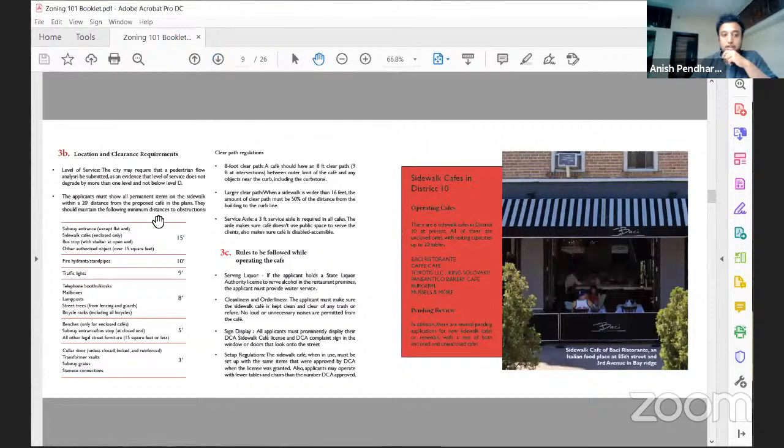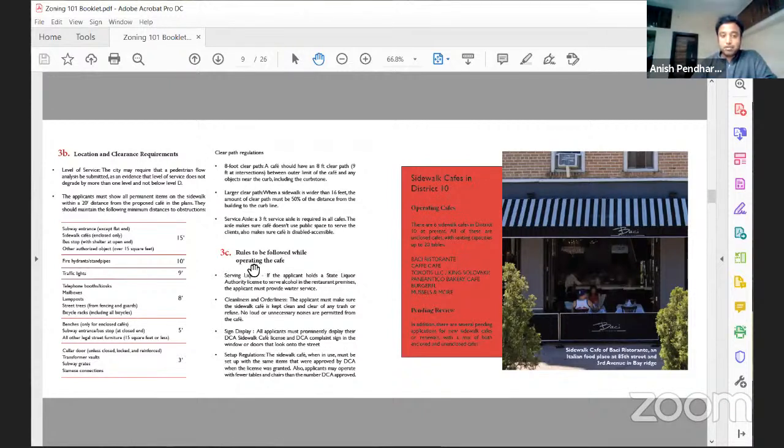And what are the location and clearance requirements? What distances have to be maintained from various features on the street, like traffic lights, telephone booths, or lamp posts? And then what are the rules to be followed while operating the cafes? Basically, all the things on which the community board would discuss with the applicant in a sidewalk cafe application process are mentioned briefly here.